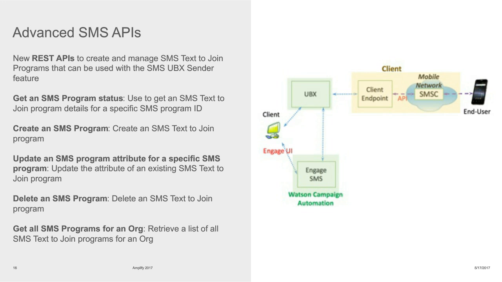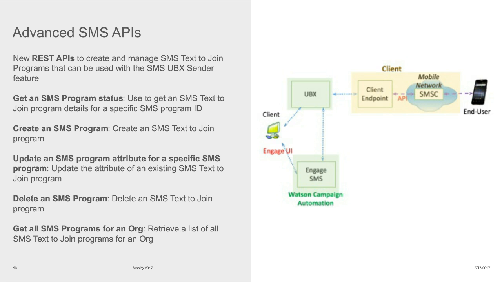There are a bunch of advancements to SMS APIs as well. You have new REST APIs to create and manage your SMS text-to-join programs that can be used with the UBX sender feature as well. So as you know, SMS data essentially is provided through UBX for you to tie to not just our aggregator, which is Mgage, but to any other aggregator that you might have. So this API will be available for that feature where you could send SMSs through UBX as well.